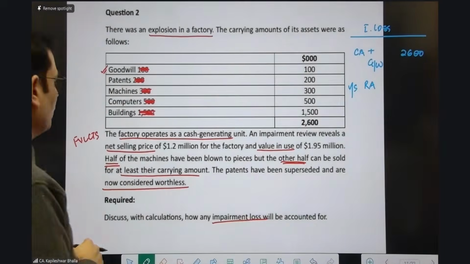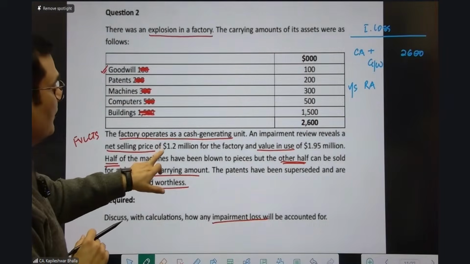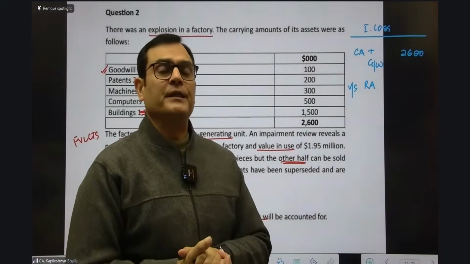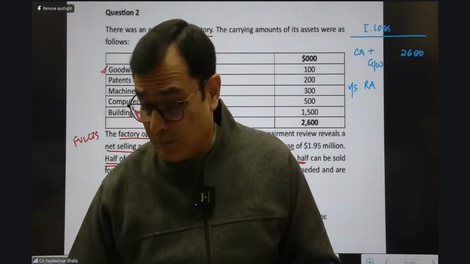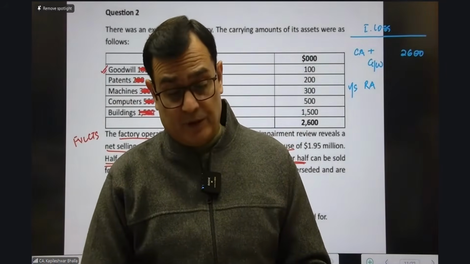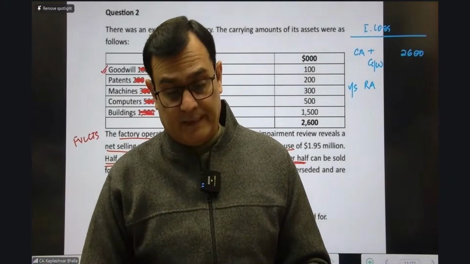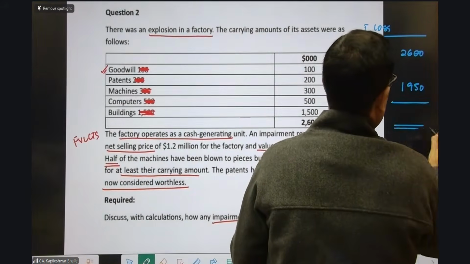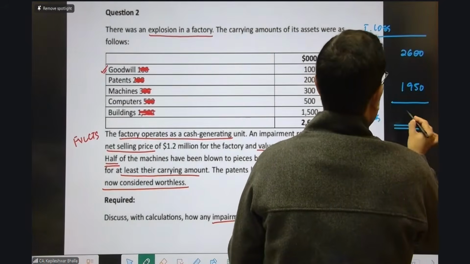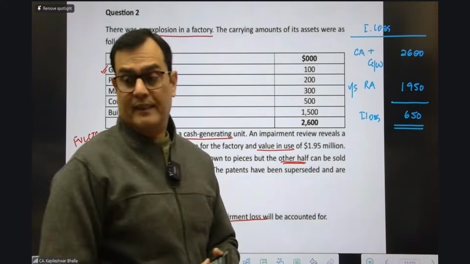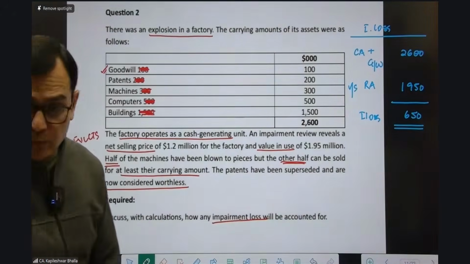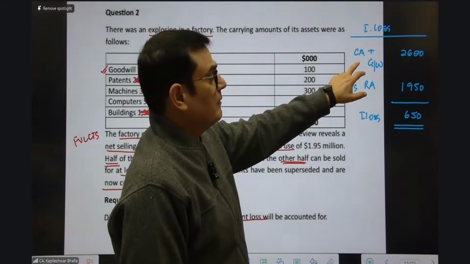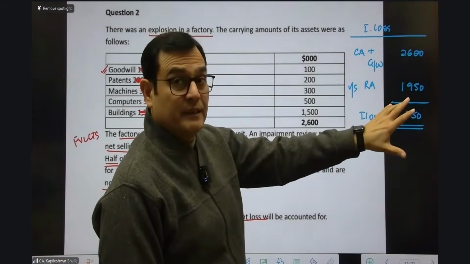The figures are in thousands. So your fair value less cost to sell is 1.2 million. The VIU is 1.95 million. Whichever is greater, so 1.95 million, in terms of thousands that's going to be 1950. So we can get the impairment loss in this case, and that works out at 650. That's simple and straight. The value in use is the recoverable amount. You compare the carrying amount with allocated goodwill versus this, and we get the impairment loss.